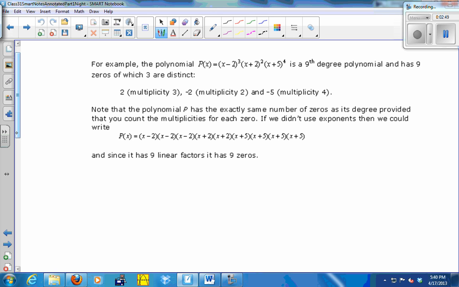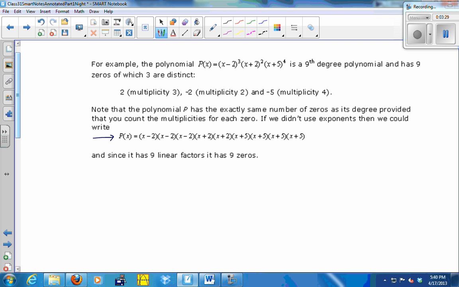All right, so for example, here's a polynomial, (x minus 2) cubed, (x plus 2) squared times (x plus 5) to the 4th. It's a 9th degree polynomial. And I can tell that because if I write it all out using the exponents, instead of cubed, I write x minus 2 times x minus 2 times x minus 2. Write it all out, then I will have 9 factors. And if you multiply 9 linear factors together, the highest power on x is going to be a 9. So this is a 9th degree polynomial, which means it has to have 9 zeros.